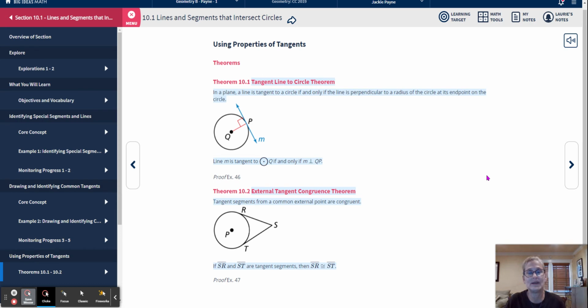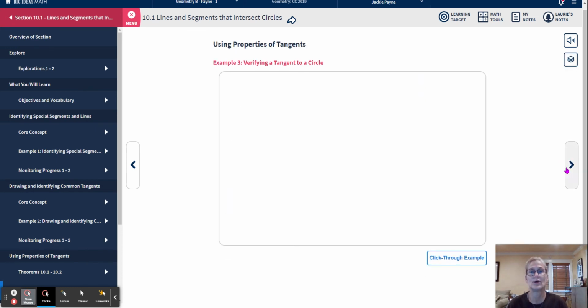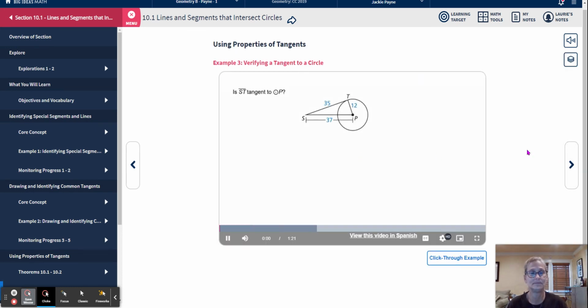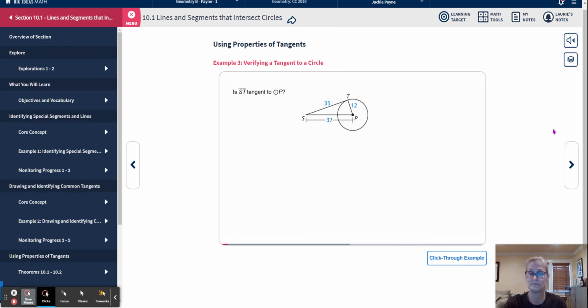The second theorem is an external tangent congruence theorem. Congruence. Tangent segments from a common external point are congruent. This is going to be super handy, so pay special attention to theorem 10.2, and this is how it's stated. If SR and ST are tangent segments, then SR is congruent to ST. And we're going to use that a lot. So example 3. Is segment ST tangent to circle P?